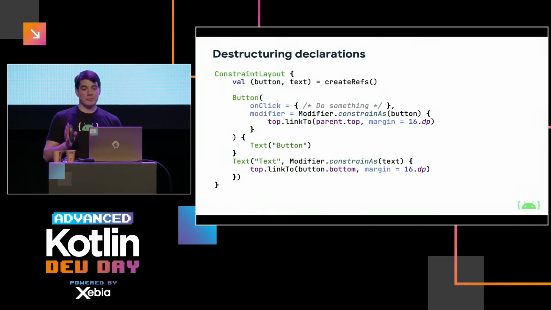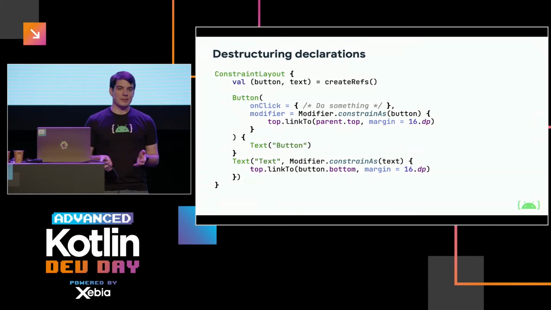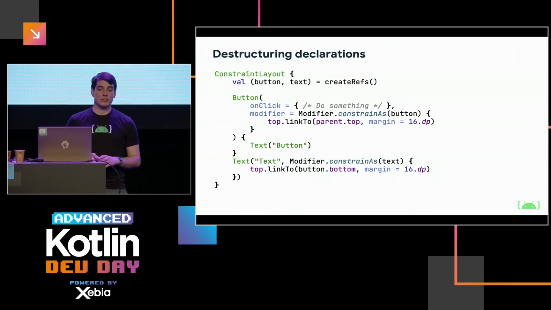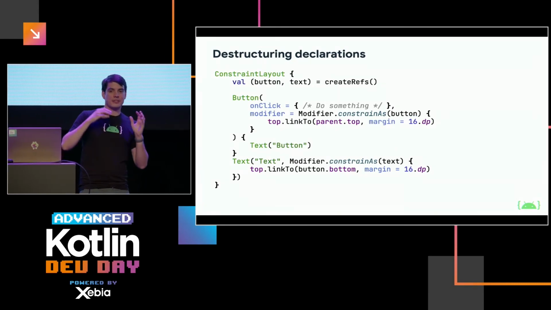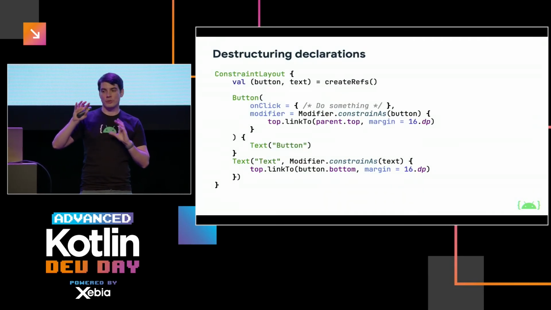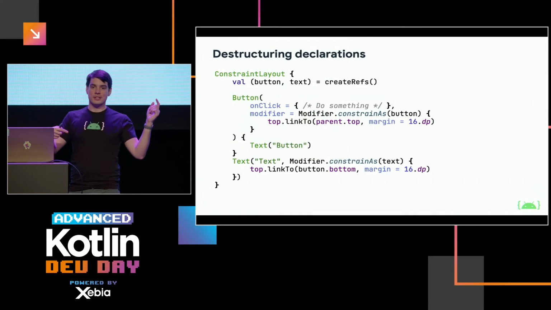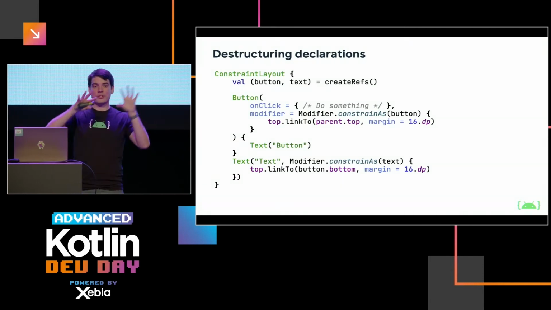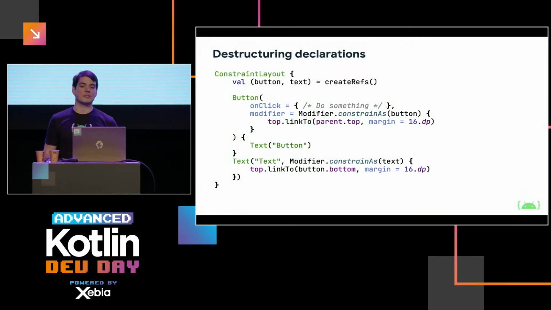Okay, one more example of destructuring, and then we're done with this language feature. I want to show you an example of using constraint layout in Compose. And constraint layout allows you to create references, assign those references to all of the composables that are nested within the constraint layout, and then use these to set up constraints and position things relative to each other. Let's see how that actually looks like in practice to better understand it.